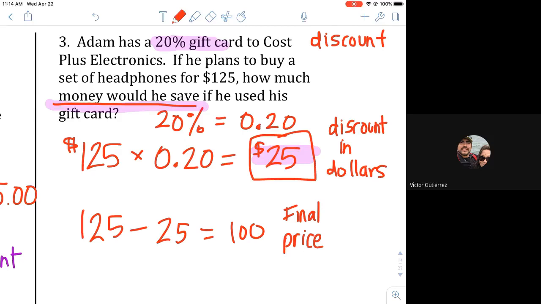Yeah, and 25 seems right. I think that that's what the answer should be, $25. So good.